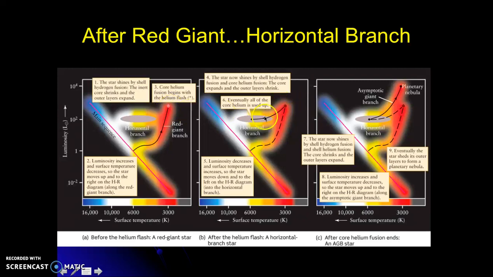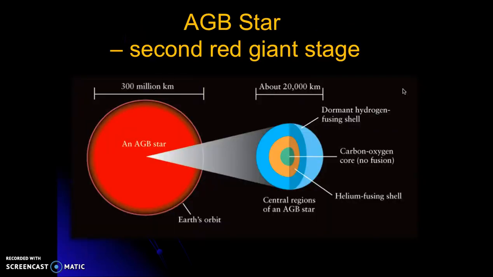So core fusion begins when the helium begins, and we have the helium flash. Eventually, all of the core helium would be used up. When that happens, the star shrinks, and the outer layers expand once again, similar to before, up to this asymptotic giant branch. Eventually the star is going to start to shed all its outer layers. Before that happens, on this asymptotic giant branch, notice that we have the helium fusing shell, a carbon and oxygen core, and then that dominant hydrogen fusing shell.